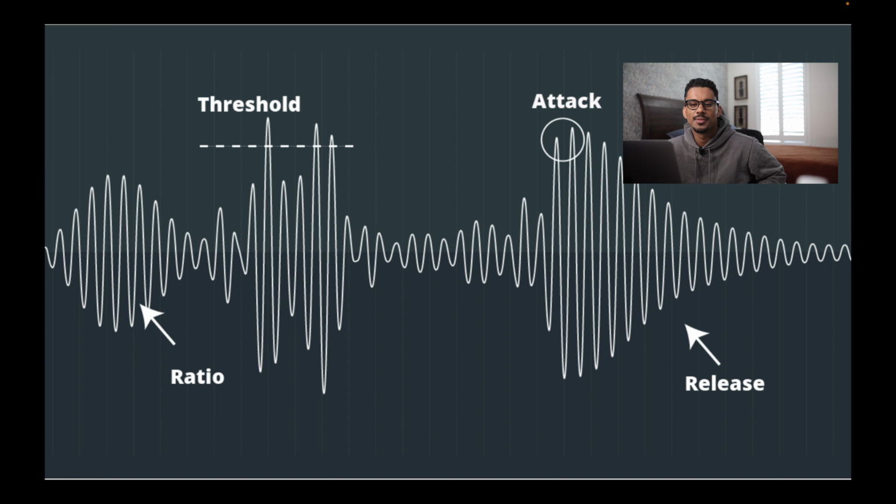Hey guys, today we're going to be talking about compression. Compression is actually one of the most important parts of mixing. So let's get into the different aspects of compression and what each aspect is doing.